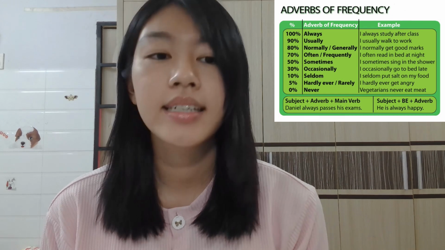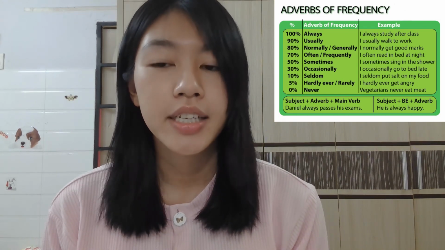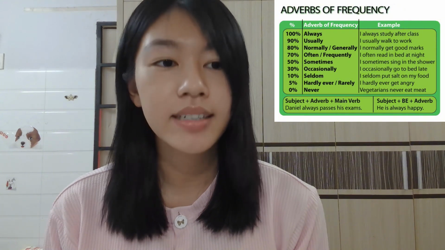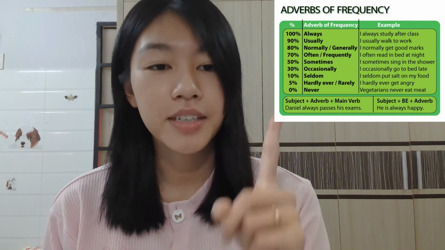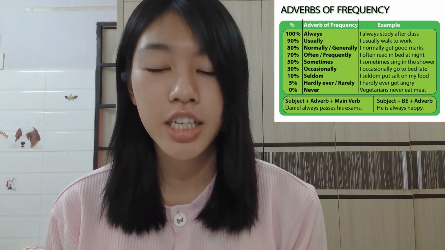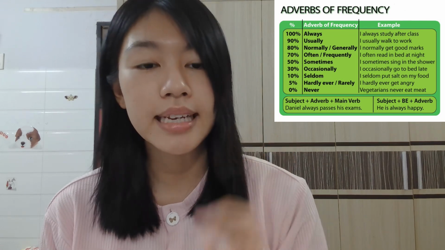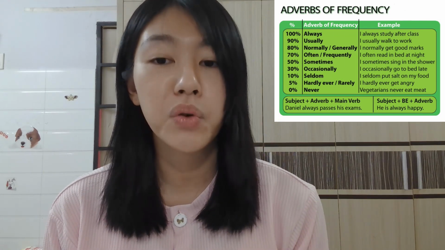Now look at the screen. Do you see the chart? Okay. Now we are gonna go over the chart. Do you see 3 columns here? Yeah. The first column is the percentage. The second column is adverb of frequency words. And the third column is examples. Okay, now we're gonna go one by one.